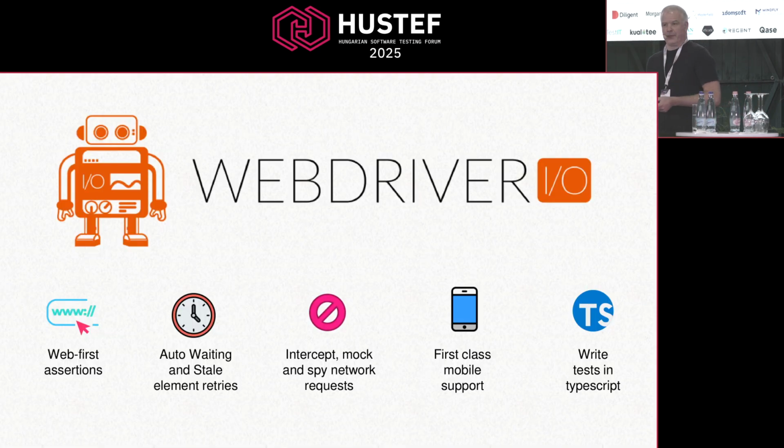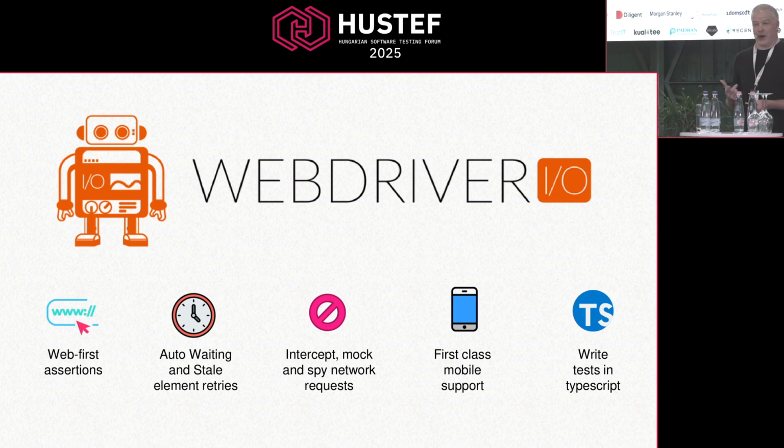So for me, it made sense that we would switch to using WebDriver I/O for the Selenium piece. With WebDriver I/O, we get web-first assertions. We have automatic waiting. We have the stale element retries. We have intercepting and mocking via Puppeteer, now with BiDi. We're an e-commerce company, so being able to run a subset of our tests on mobile as a first-class citizen is really important. WebDriver I/O provides a really nice Appium integration.